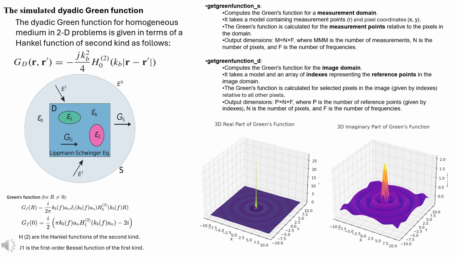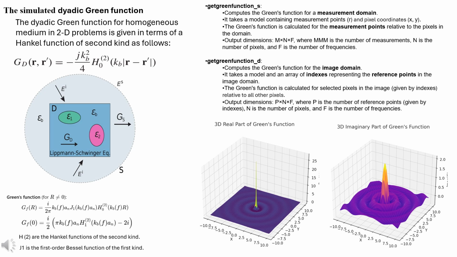Now, let's discuss Green's function for specific cases, such as brain imaging. The equations provided describe the Green's function for 2 important conditions. First, for the case where R is not zero, i.e., when the source and observation points are distinct. Here J1 is the first-order Bessel function of the first kind, while H0,2 is the Hankel function of the second kind, which captures the wave propagation behavior in this scenario. This equation describes how waves propagate from a source to a point at a distance r from the source.